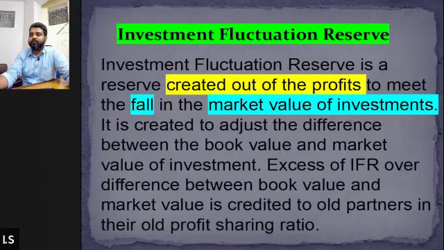If there is a difference in the market value of the investment and the book value of the investment, that means cost of investment, then in such a situation, if such difference is creating a loss, then such loss will be adjusted through the fluctuation reserve. If the reserve is still remaining after paying towards the losses of the investment, then the remaining amount of reserve can be distributed among the partners in the old profit sharing ratio. All right, so let's quickly do 1 or 2 questions based on the same concept.